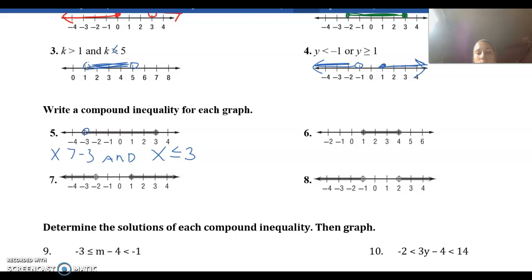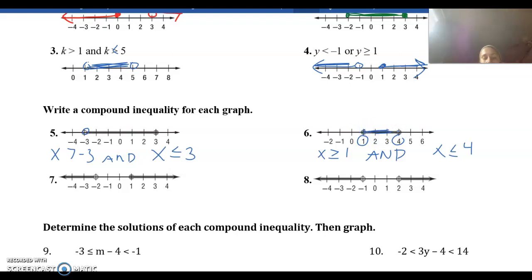For number 6, I want you guys to go ahead and try that one real quick. All right, if you guys are back, you should have number 6 done. For number 6, we also have an "and", so it's connected. We have 2 closed circles, so we know that x is going to be greater than or equal to 1, because that's our 1 here, and x is going to be less than or equal to 4. So for number 6, our value could be 1, 2, 3, or 4. So those are the only numbers that fall in here.